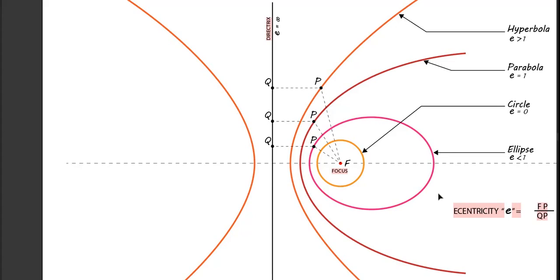This ratio is known as eccentricity. Eccentricity for ellipse is always less than 1. Eccentricity for circle is equal to 0. Eccentricity for parabola is equal to 1 and for hyperbola it's greater than 1.